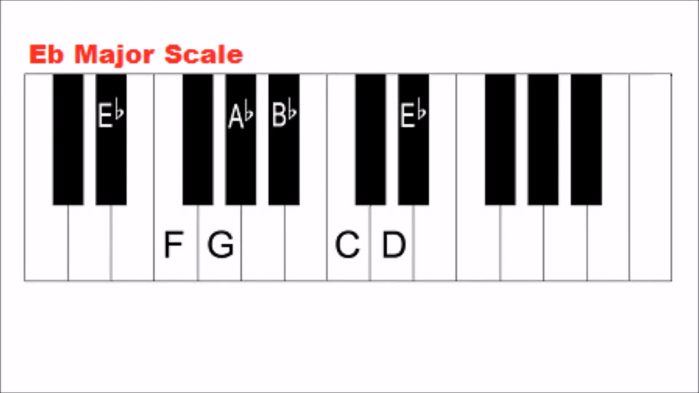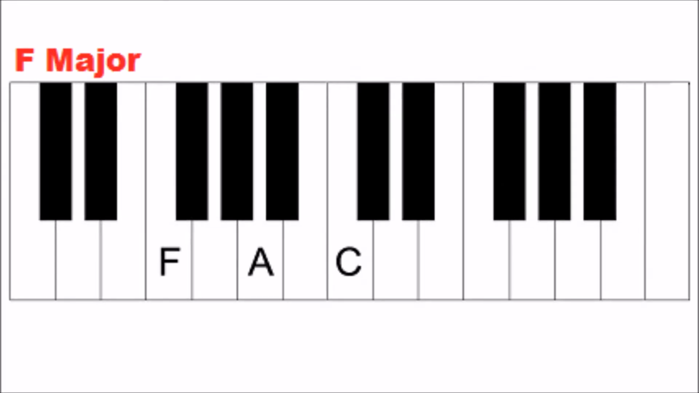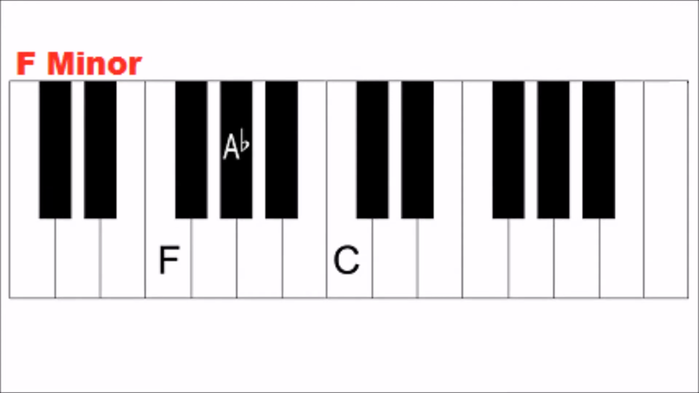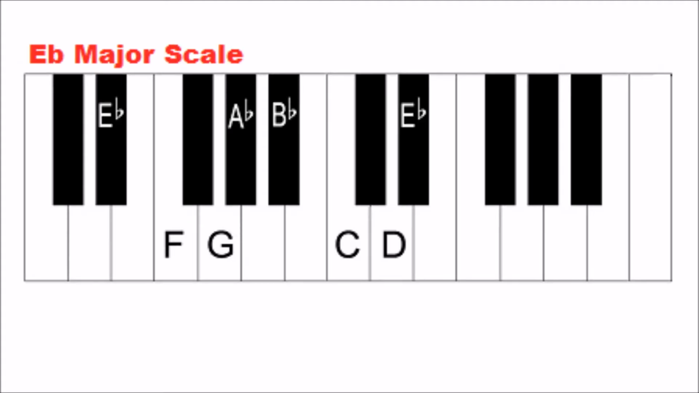Let's move to the note F. What chord should we play? It cannot be F major because the notes of the F major chord are F, A, and C. Neither can it be F diminished because the notes of the F diminished chord are F, A flat, and C flat. It has to be F minor, consisting of the notes F, A flat, and C, which are all in the E flat major scale.